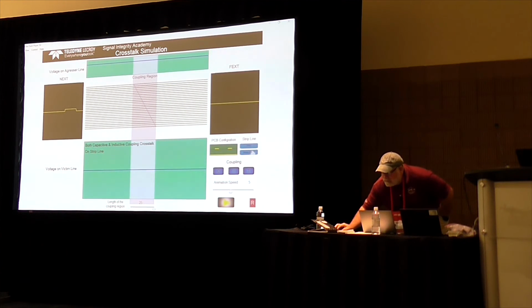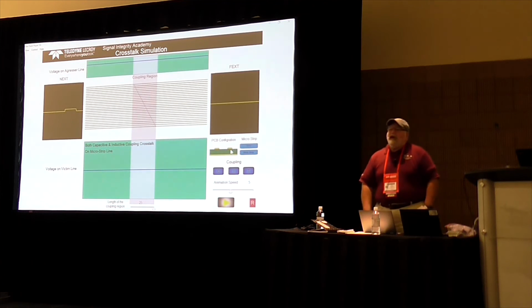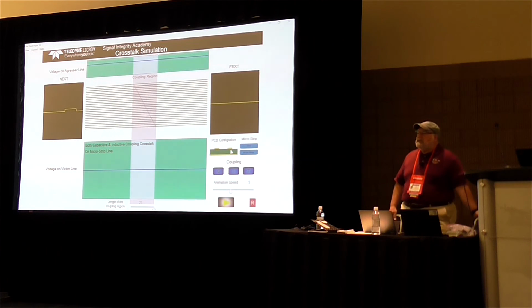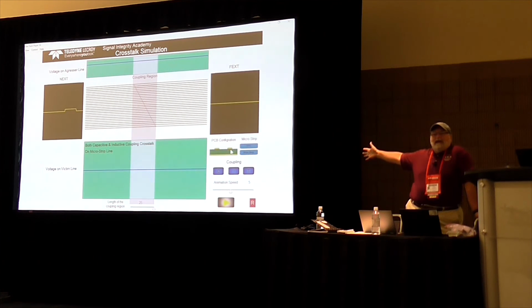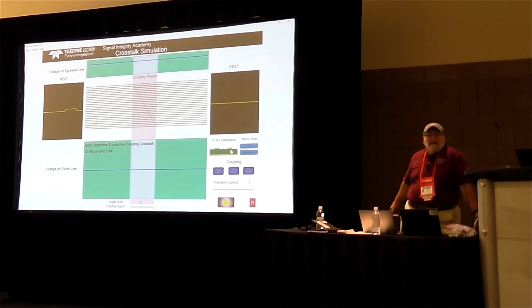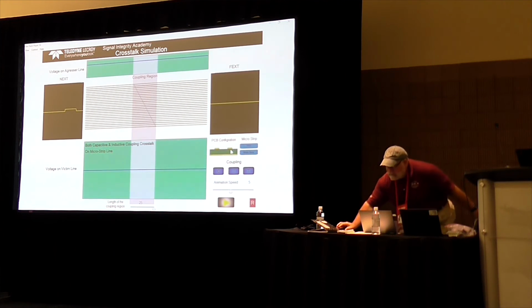If we look at the case of microstrip, well, in that environment, the capacitively coupled noise turns out it's less than the inductively coupled noise. Inductively coupled noise is larger. And so what would you expect to see as the sign of the far end crosstalk? If inductively coupled crosstalk is larger, it's going to dominate. We're going to see a negative amount of far end noise. And let's look at that behavior.